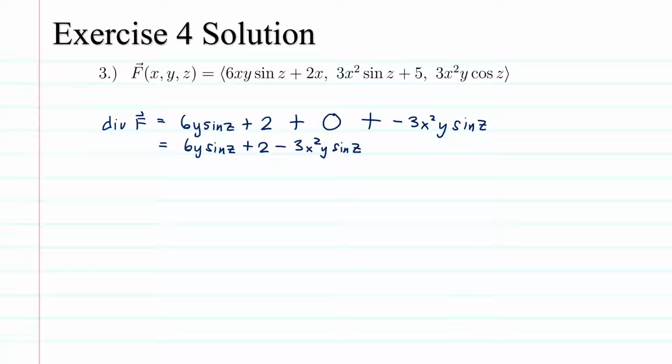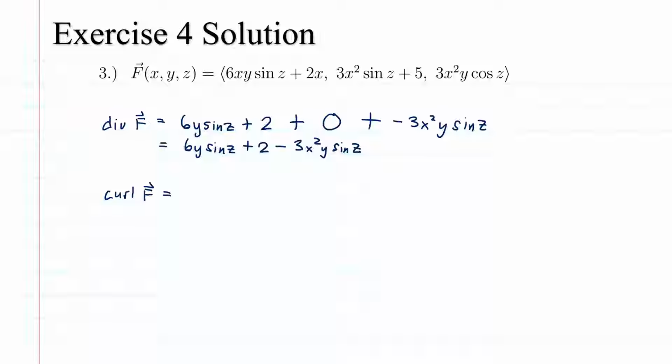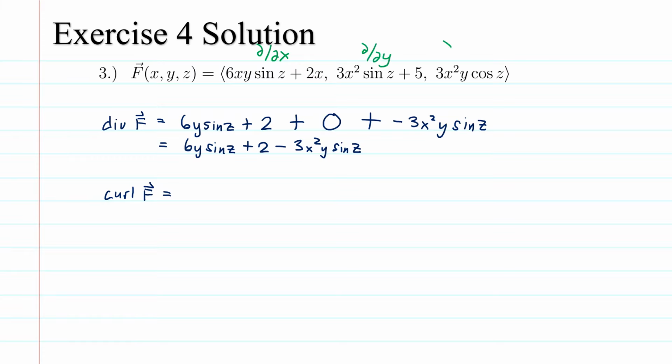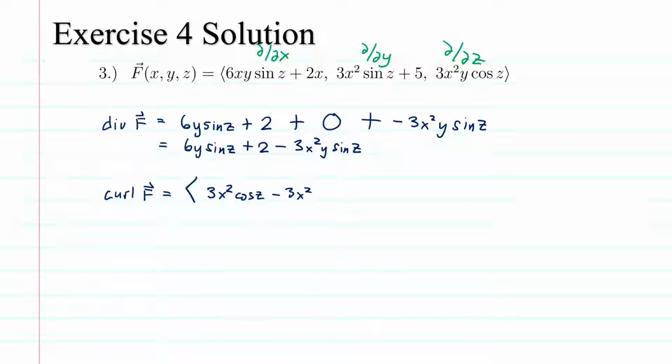Okay, next. Yung curl f, kaya para hindi ko na isulat yung buong f ulit, susulat na lang ako ng guide dito sa taas. So, partial x, y, partial with respect to z. Okay, so, what is curl f? Yung first component ay partial nito with respect to y, which is 3x squared cosine z minus partial nito with respect to z, 3x squared cosine z. Okay.